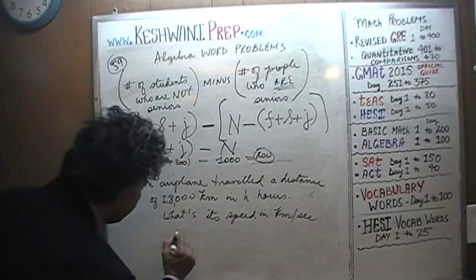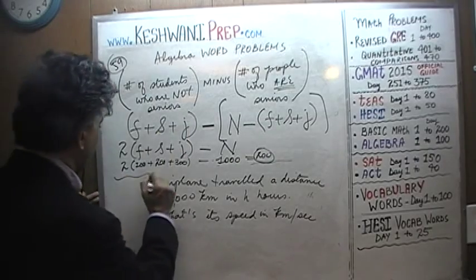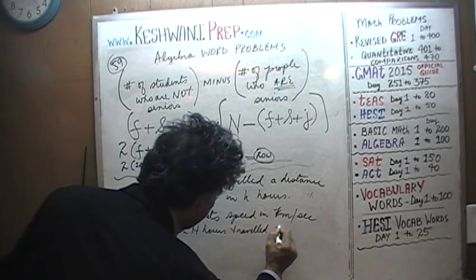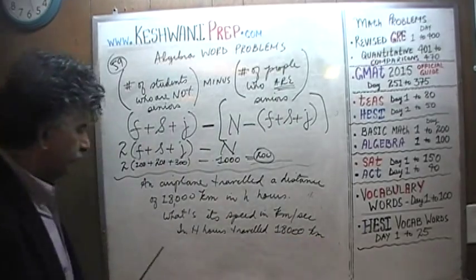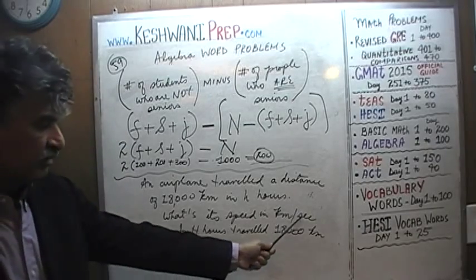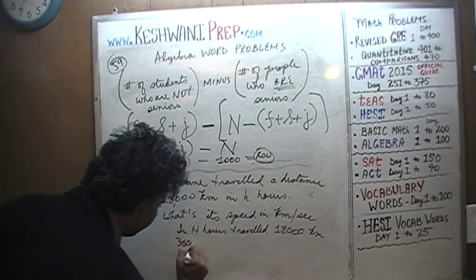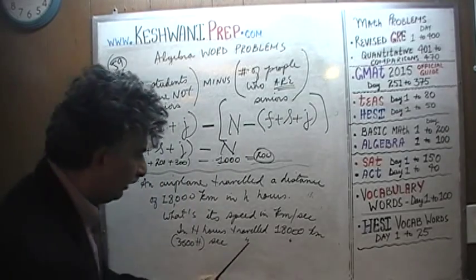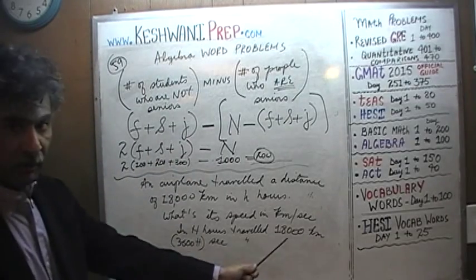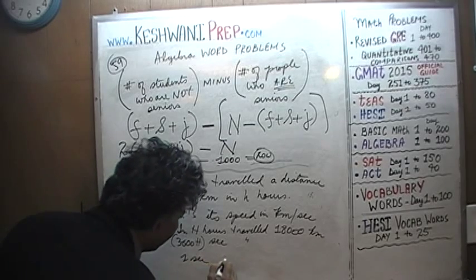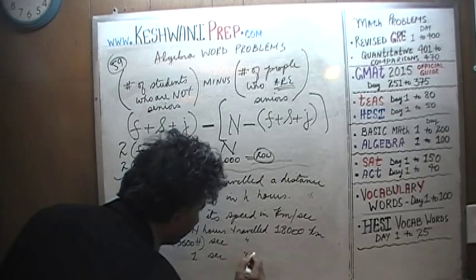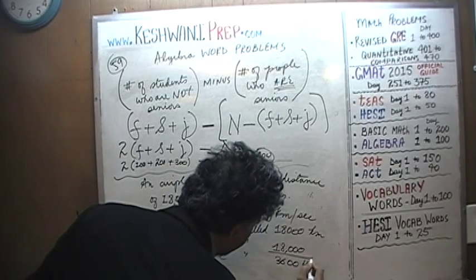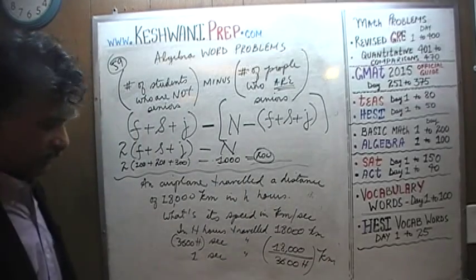Very straightforward problem. In h hours, we traveled 18,000 kilometers. But we don't want hours. The question is how many kilometers per second. So h hours is the same as 3,600 times h seconds. This is how many seconds we took to travel 18,000 kilometers. So in one second, we will travel 18,000 divided by 3,600 times h kilometers. That's our final answer.